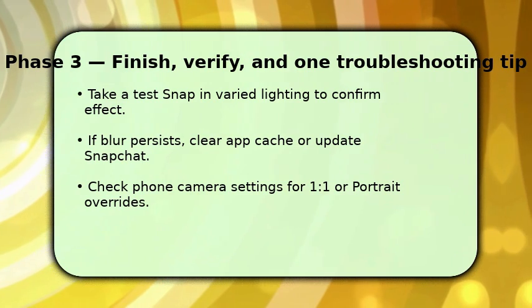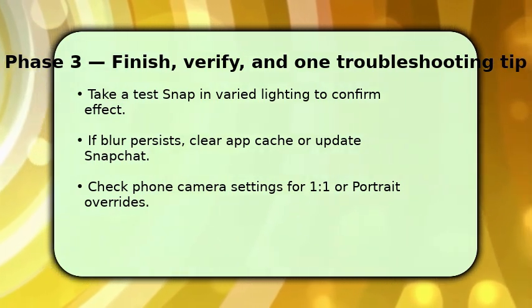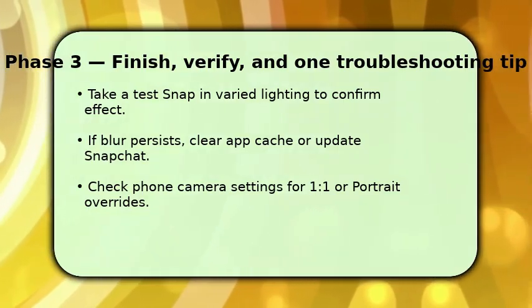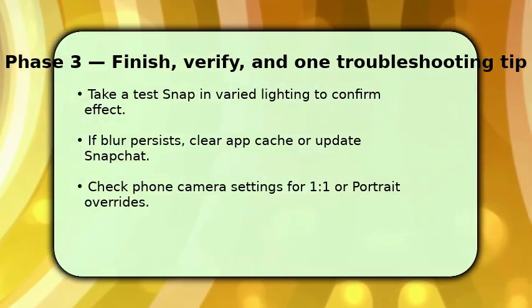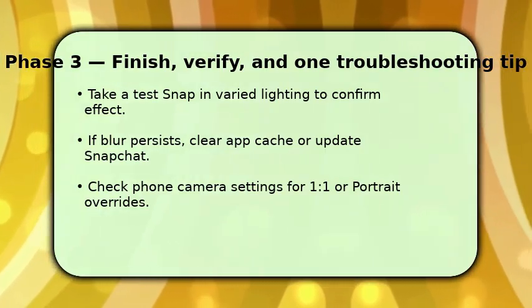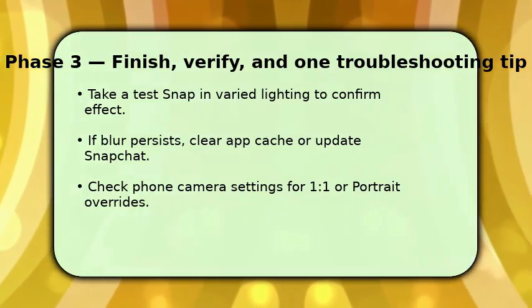If blur persists, make sure Snapchat is fully updated and clear the app cache, because cached settings can stick. Also inspect your phone's native camera settings for portrait mode overrides. Turn those off. If nothing changes, restart the phone, and if necessary, reinstall Snapchat to reset all camera preferences.